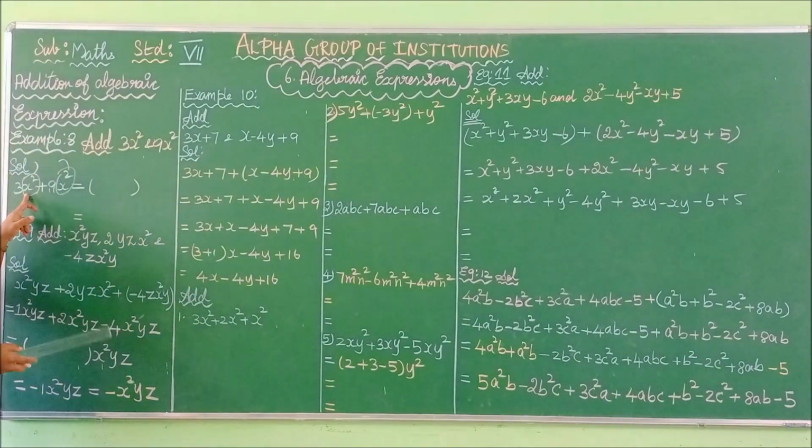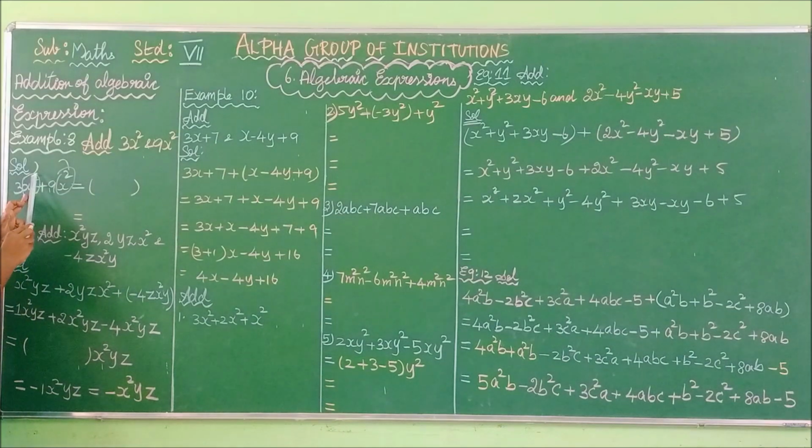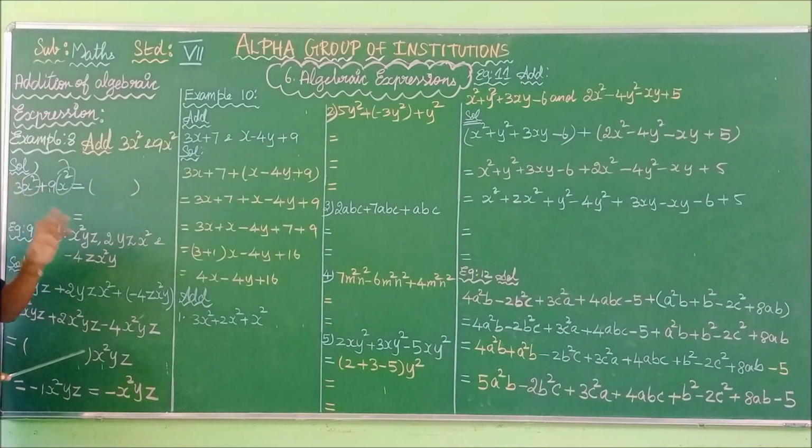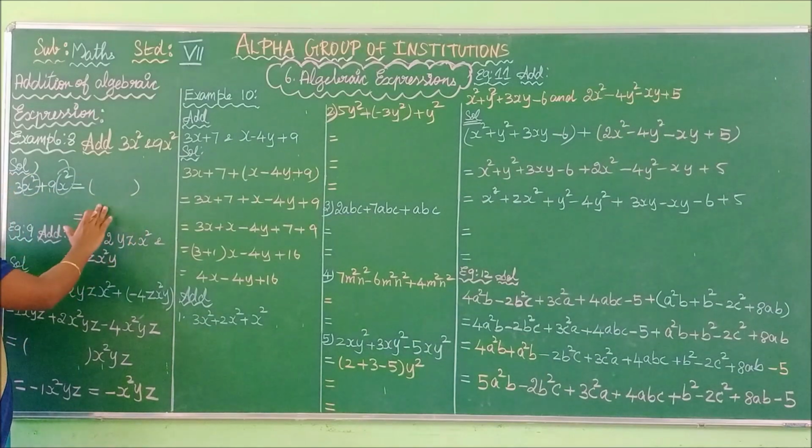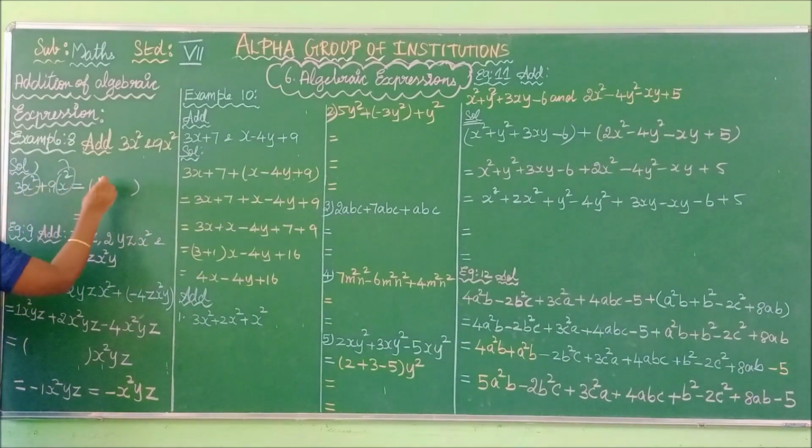See here, what is the numerical coefficient of x square? Numerical coefficient means nothing but the numbers. What is the numerical coefficient of the first x square? 3. What is the numerical coefficient of the second x square? 9. So in order to add these two like terms, you have to add the numerical coefficients. Okay. So in the step, you have to write 3 plus 9.